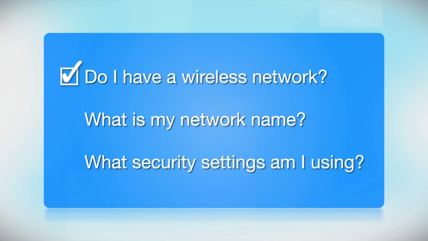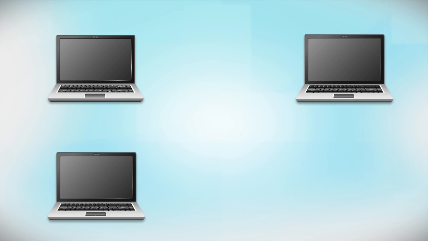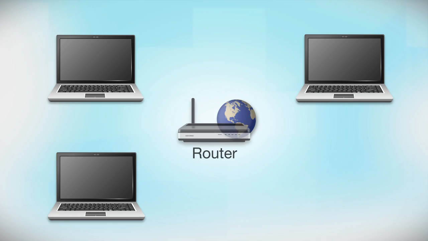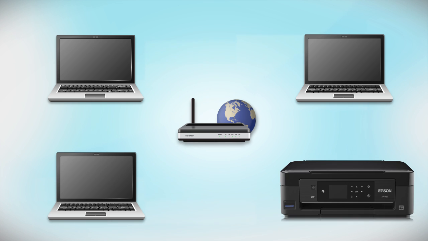Do I already have a wireless network? First, make sure you have a network already set up. Your network may include one or more computers or an internet modem connected to a router. Before making a connection, make sure that your router is wireless. Later, you will see how to add your Epson printer by connecting it to the router.